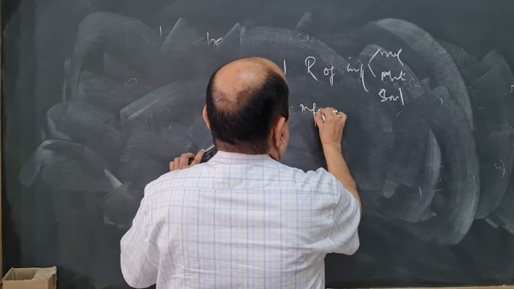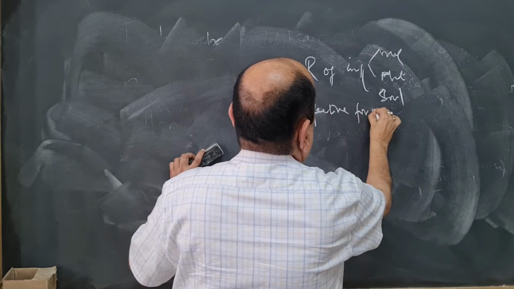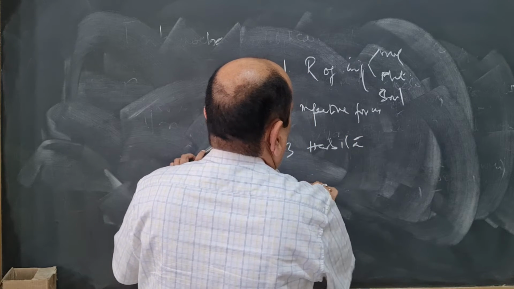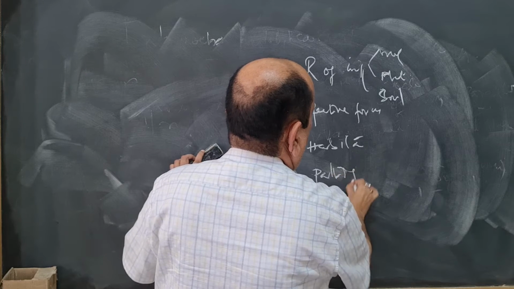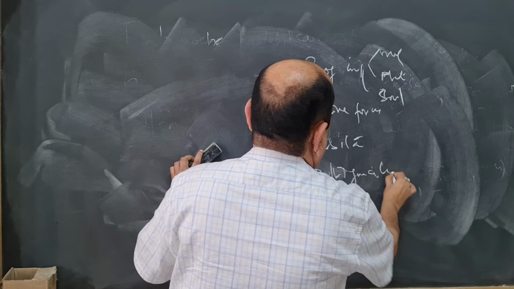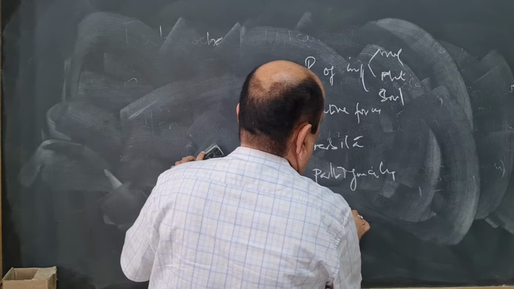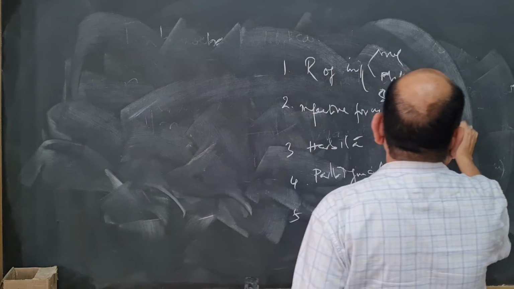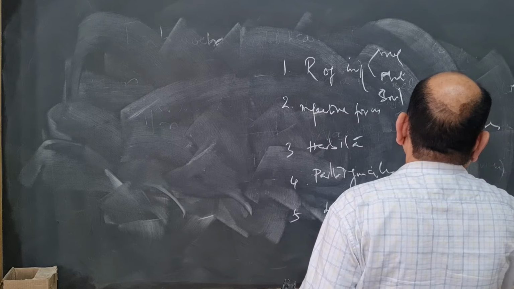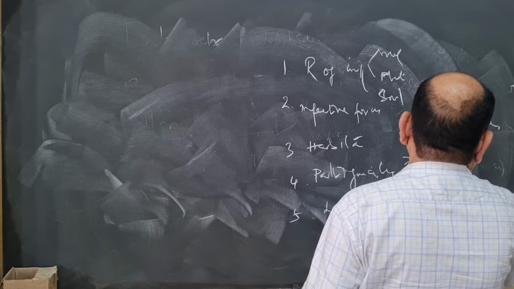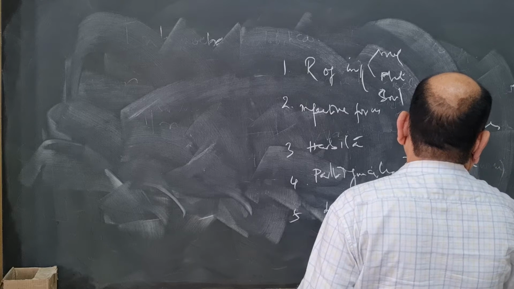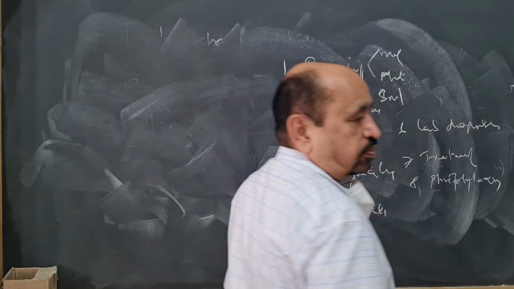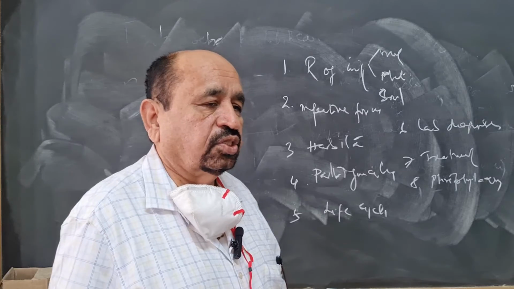Then the infective form. And the third one is habitat. I mean, the fourth one is pathogenicity: how it enters and where it resides. The fifth one is life cycle. And the sixth one is lab diagnosis. If possible, pharmacology people are not teaching you, so we'll tell you the treatment in simple terms, that is, prophylaxis. So on these lines, you should read about the parasite.